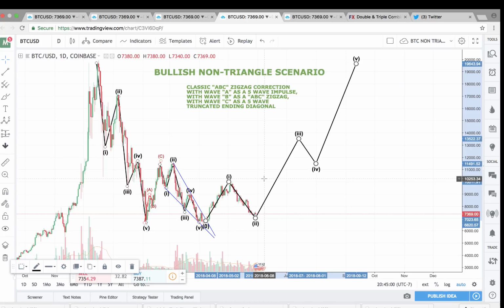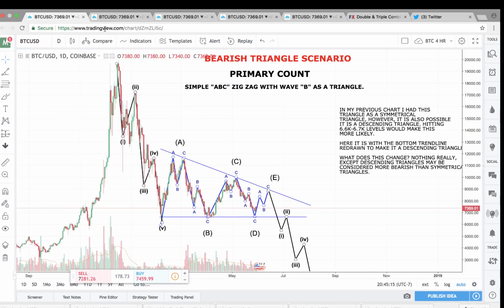Again, we have 2 scenarios, assuming that we are in a triangle, and then we have a few scenarios assuming we're not in a triangle. Due to the consolidation pattern here, again, I'm inclined to think we are in a triangle, which is why I have made this count my primary count. I'll keep you guys posted.